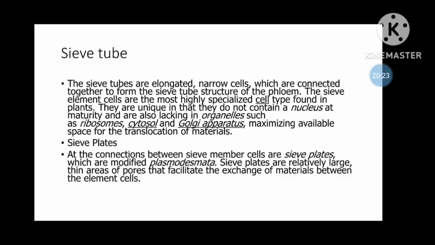This sieve tube is mainly involved in the transportation of the material, and it lacks all cell organelles, so that the maximum transportation could take place. Also, at the end of the sieve tube, there is a perforated sieve plate. This sieve plate has small openings through which the transportation of food materials takes place. Right? Now, come to the next slide.